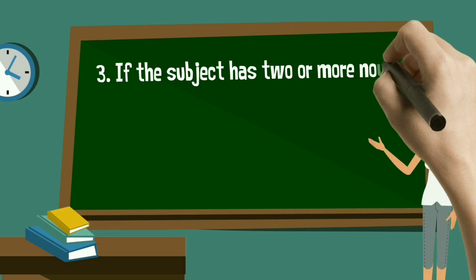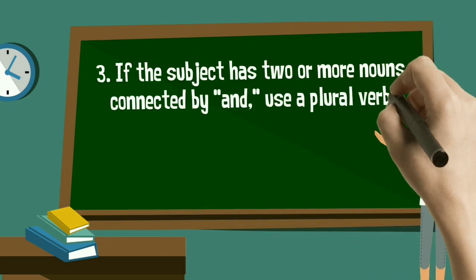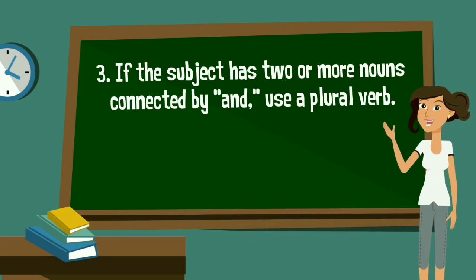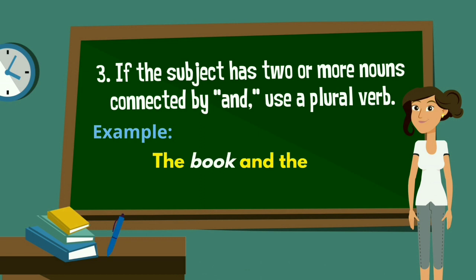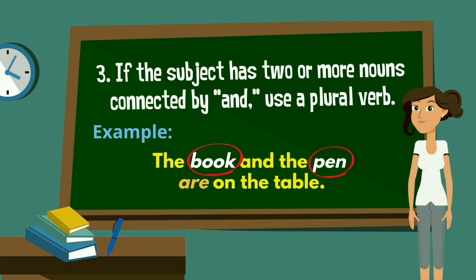The third rule is, if the subject has two or more nouns connected by and, use a plural verb. Example, the book and the pen are on the table. The book and the pen are the subjects in the sentence and use the plural verb are.